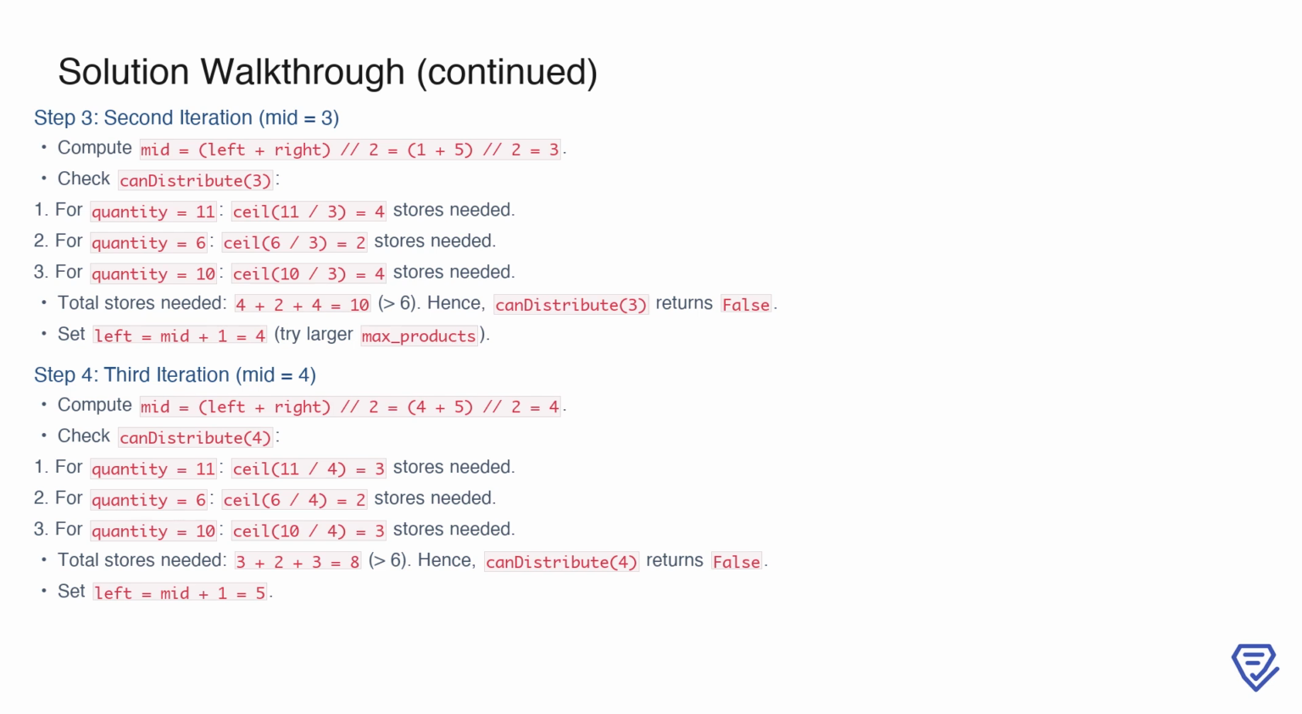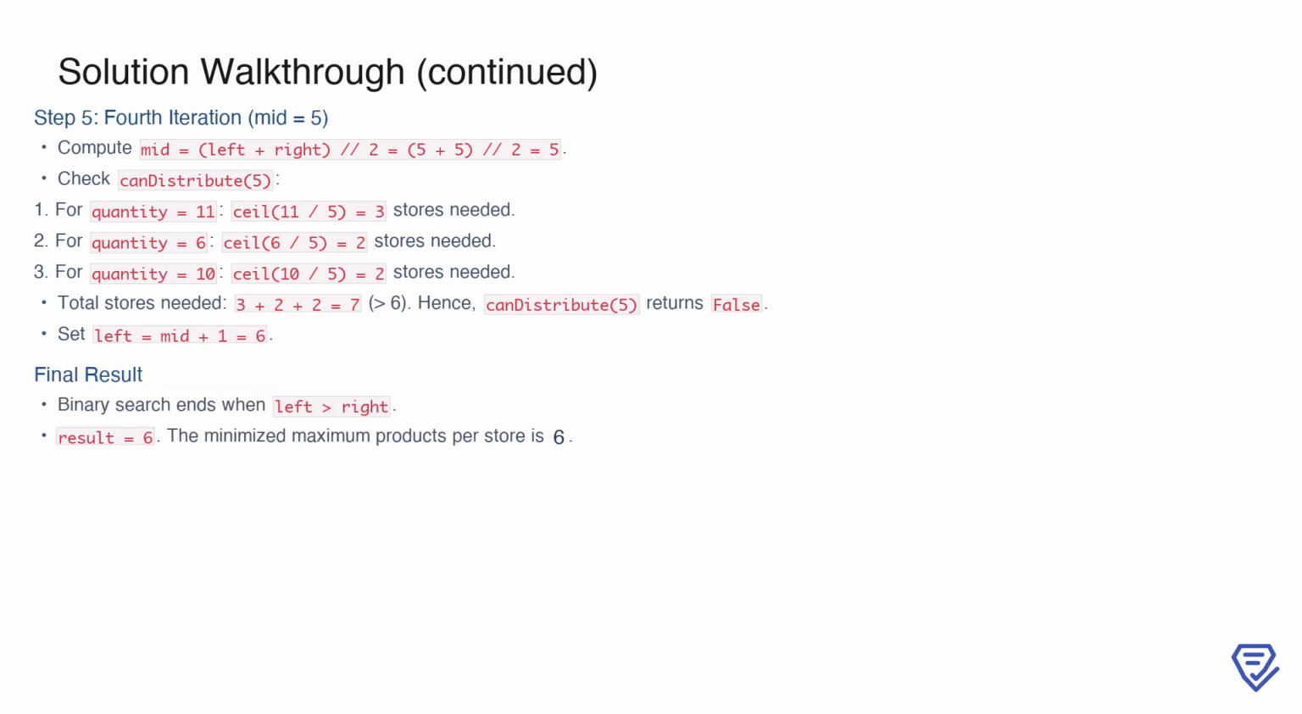Next, we calculate the new midpoint as 4 and repeat the process. This time, for a maximum of 4 products, 3 stores are required for 11 products, 2 for 6 products, and 3 for 10 products, totaling 8 stores. Again, this exceeds the limit of 6 stores, so 4 is also not a valid maximum. We then set left to mid + 1, which is 5, narrowing the search range further.